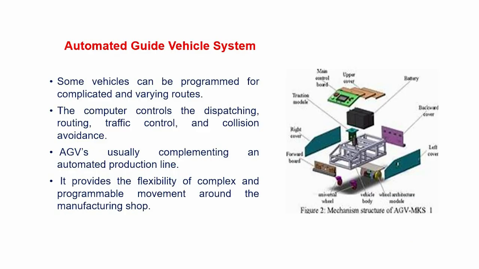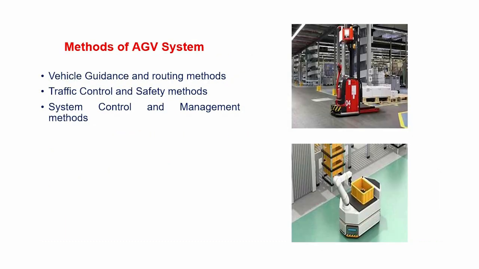The computer controls the dispatching, routing, traffic control, and collision avoidance. The computer plays an important role in dispatching, routing, traffic control, and avoiding collisions. Automated guided vehicles usually complement an automated production line. Also, they provide flexibility of complex and programmable movement around the manufacturing shop.